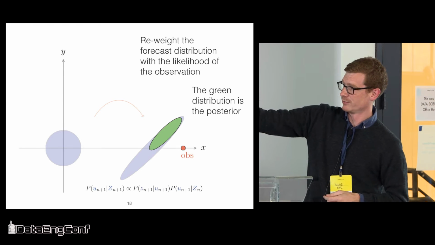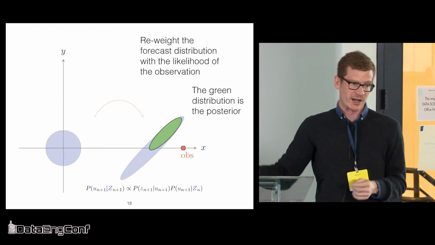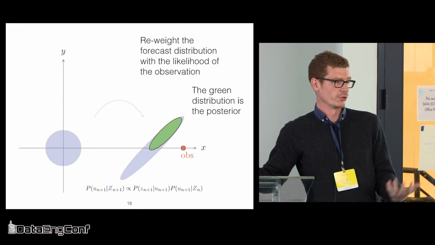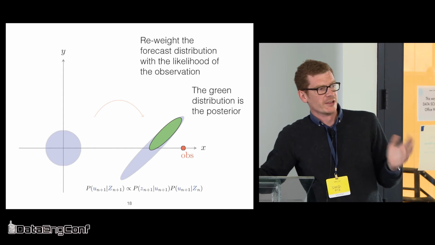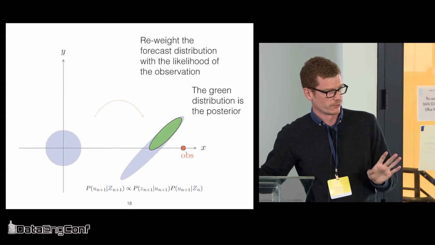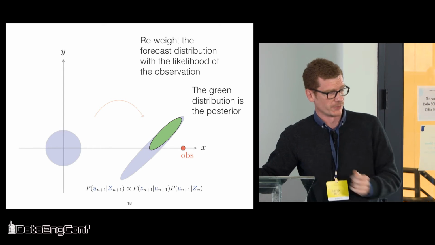If my forecast was extremely spread out, I wouldn't really trust my forecast that much. If I had a huge covariance in the forecast, I wouldn't trust it that much. So if I'm thinking about what kind of convex combination I want to take between the observation and the forecast, in that scenario, it would be for the observation.